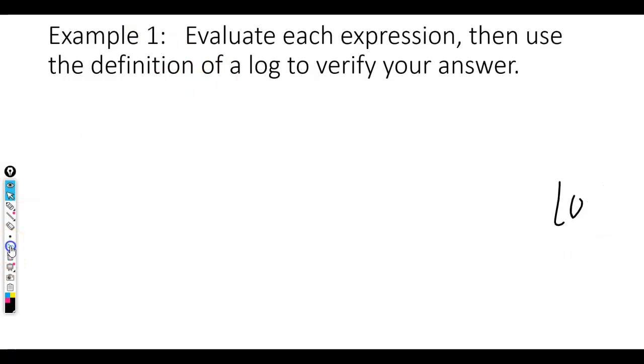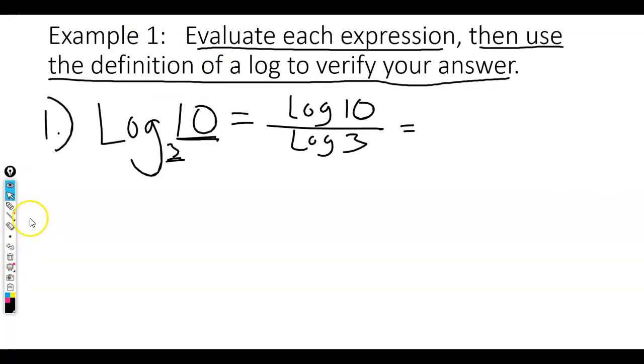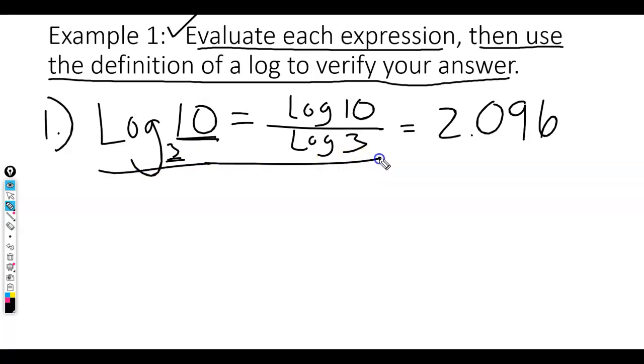Back up a little bit here, bring back all of our stuff we had. So I'm getting 2.096. All right, so that's step 1. We evaluated the expression log base 3 of 10, we rewrote it as log 10 divided by log 3, and the calculator tells us the answer is 2.096.